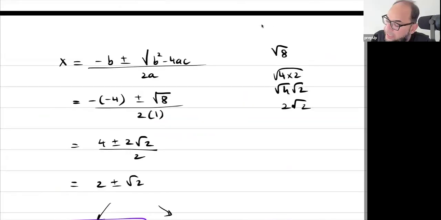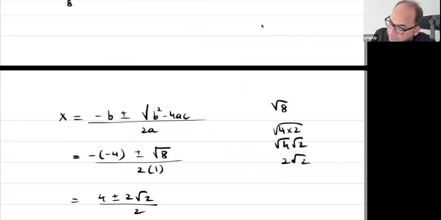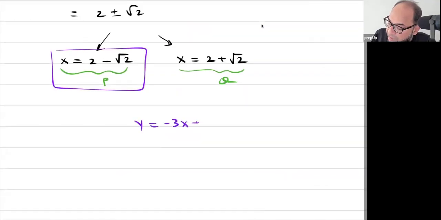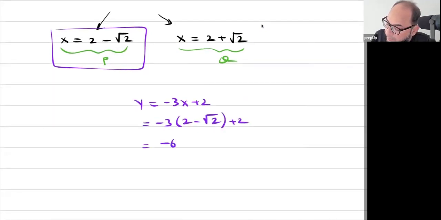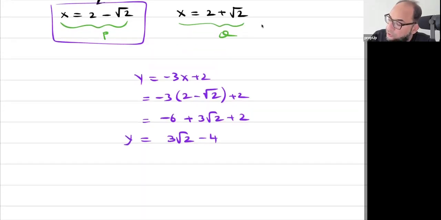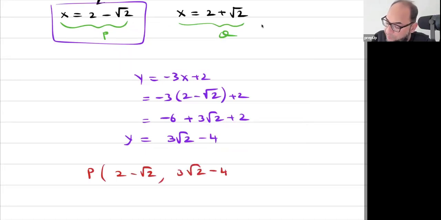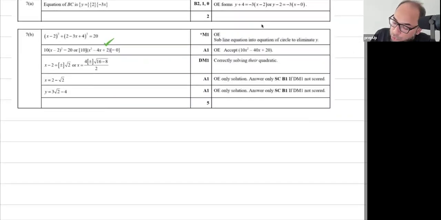Now I need the y coordinate. Y is negative 3x plus 2. Y is equal to negative 3x plus 2. That is negative 3 times 2 minus root 2, plus 2. That is negative 6 plus 3 root 2 plus 2. That is 3 root 2 minus 4. That's the y coordinate. So therefore the final answer, the coordinates of P, 2 minus root 2 and 3 root 2 minus 4. Let me double check. 2 minus root 2, 3 root 2 minus 4. That's a perfect answer. You should write the answer as a coordinate.